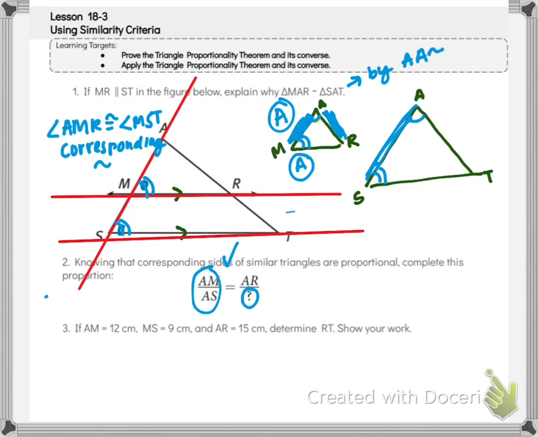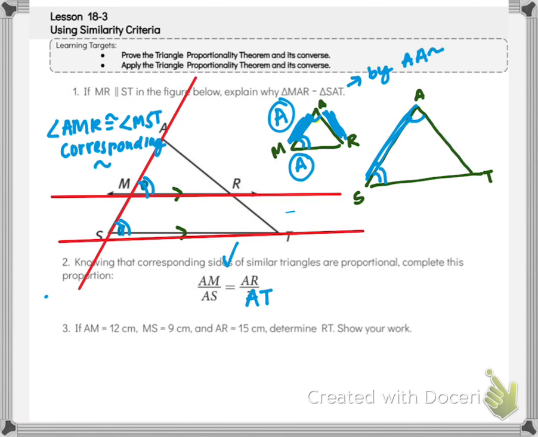Okay. AR corresponds with AT. So right here on that question mark, let's go ahead and put AT. Okay, that's the correct way of writing this proportion. So if I was doing this type of question, let's go ahead and do that really quick.